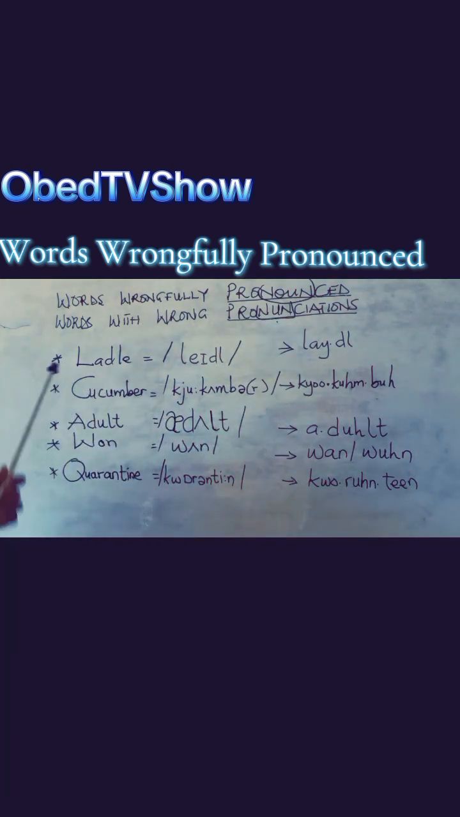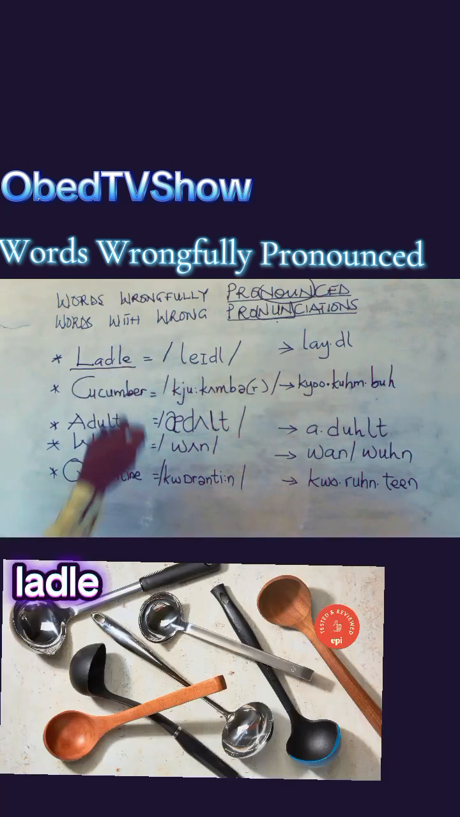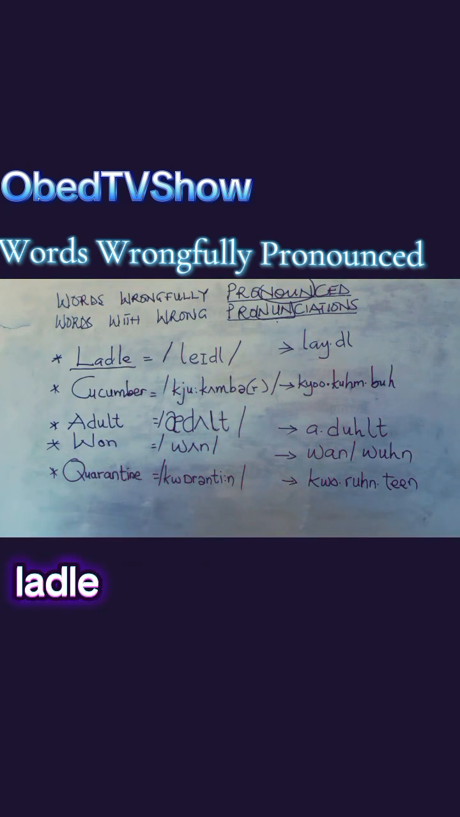Now let's go to the words that are wrongfully pronounced. The first one we're going to look at is ladle. Yes, that is that type of big spoon used for scooping soup and other liquid substances or food items. Okay, now ladle, the pronunciation is ladle, not the usual ladle as we have been saying.